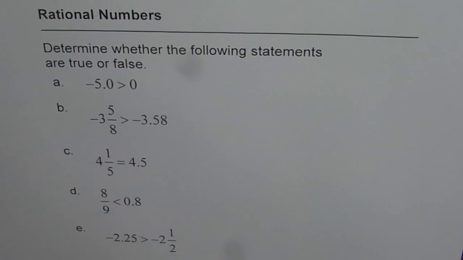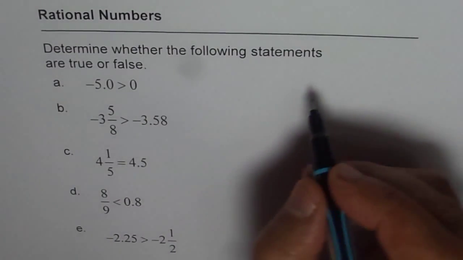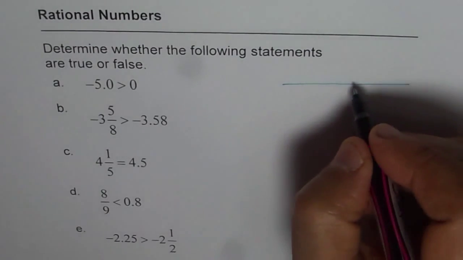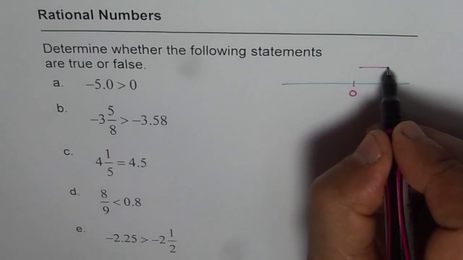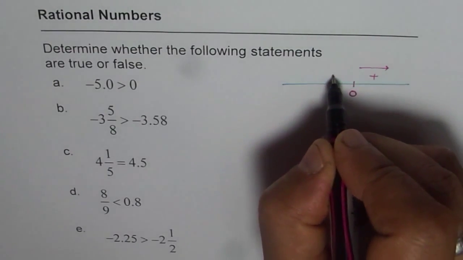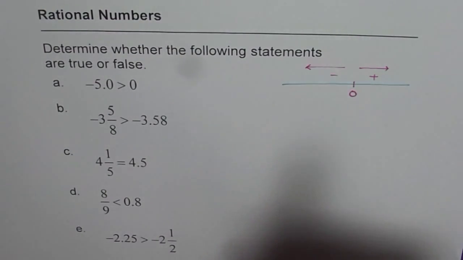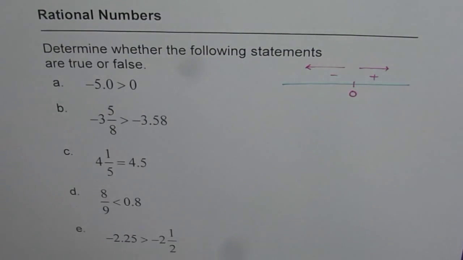Now here is my suggestion. Negative, 0 and positive numbers. On a number line, you know that if we start with 0, then the numbers on the right side are always greater, right? They are positive to the right of 0 but negative to the left of 0. Numbers to the right are always greater, so that will help us to decide some of these answers.